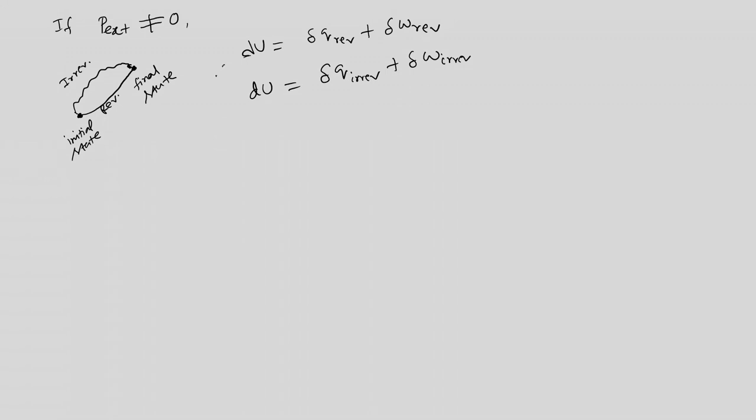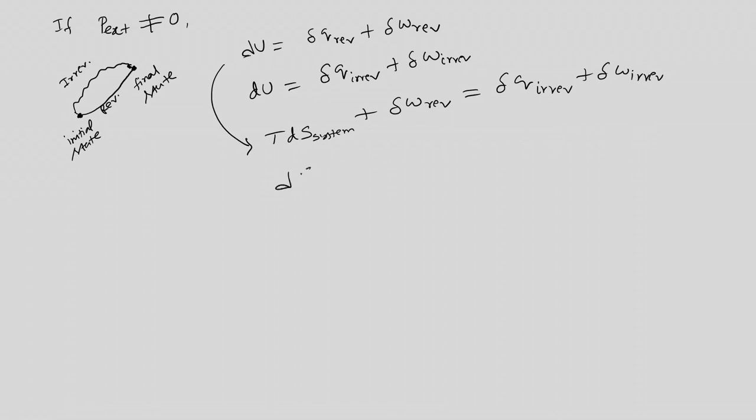So, we can write from here TdS, or dS system rather here, plus del w reversible equals del q irreversible plus del w irreversible. And we can carry out the process, we are not discussing it here, and then we can end up with dS total greater than 0. Okay, you have to apply Clausius inequality here, and then only you will arrive at this expression.